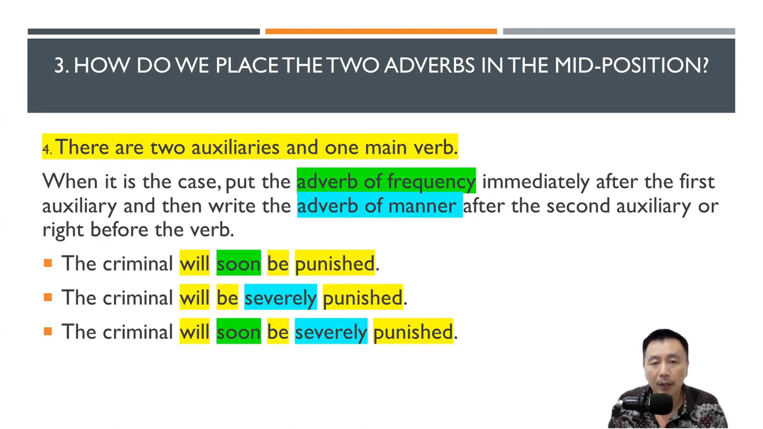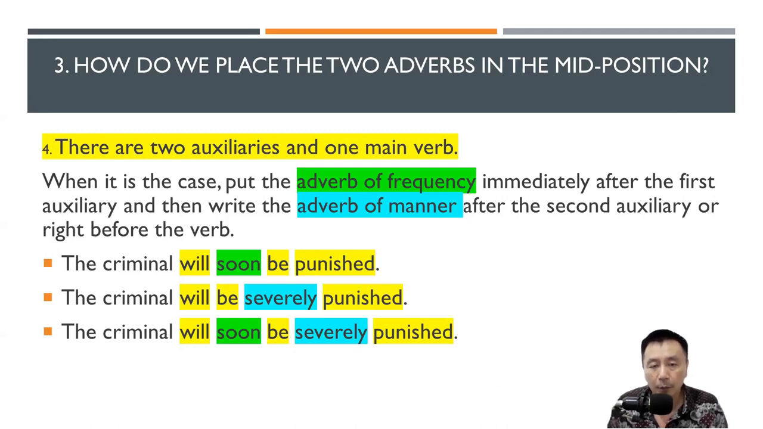Now, what about the place of the adverb of manner? You have to place the adverb of manner after the second auxiliary or right before the verb. Okay, so if you have severely only, then your sentence must be the criminal will be severely punished. Now, if you have both the adverb of frequency and the adverb of manner, then you have to write like this. The criminal will soon be severely punished.